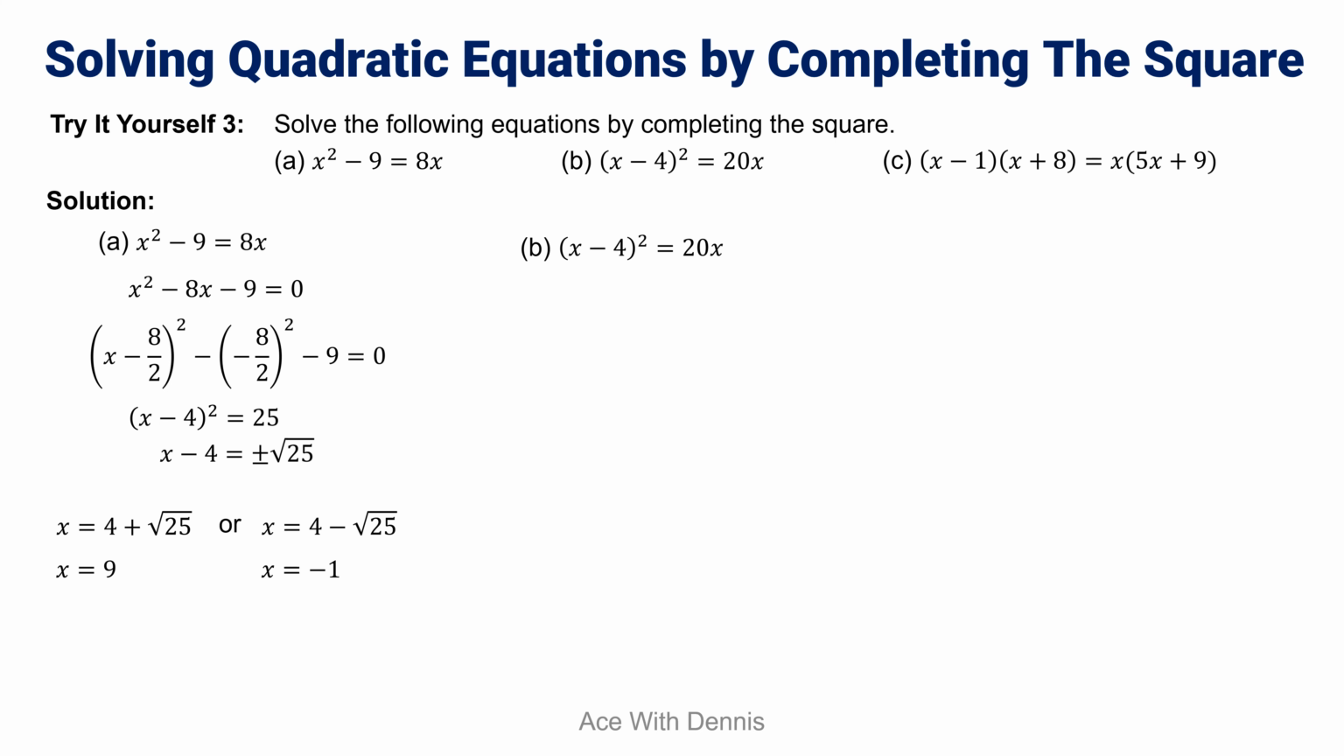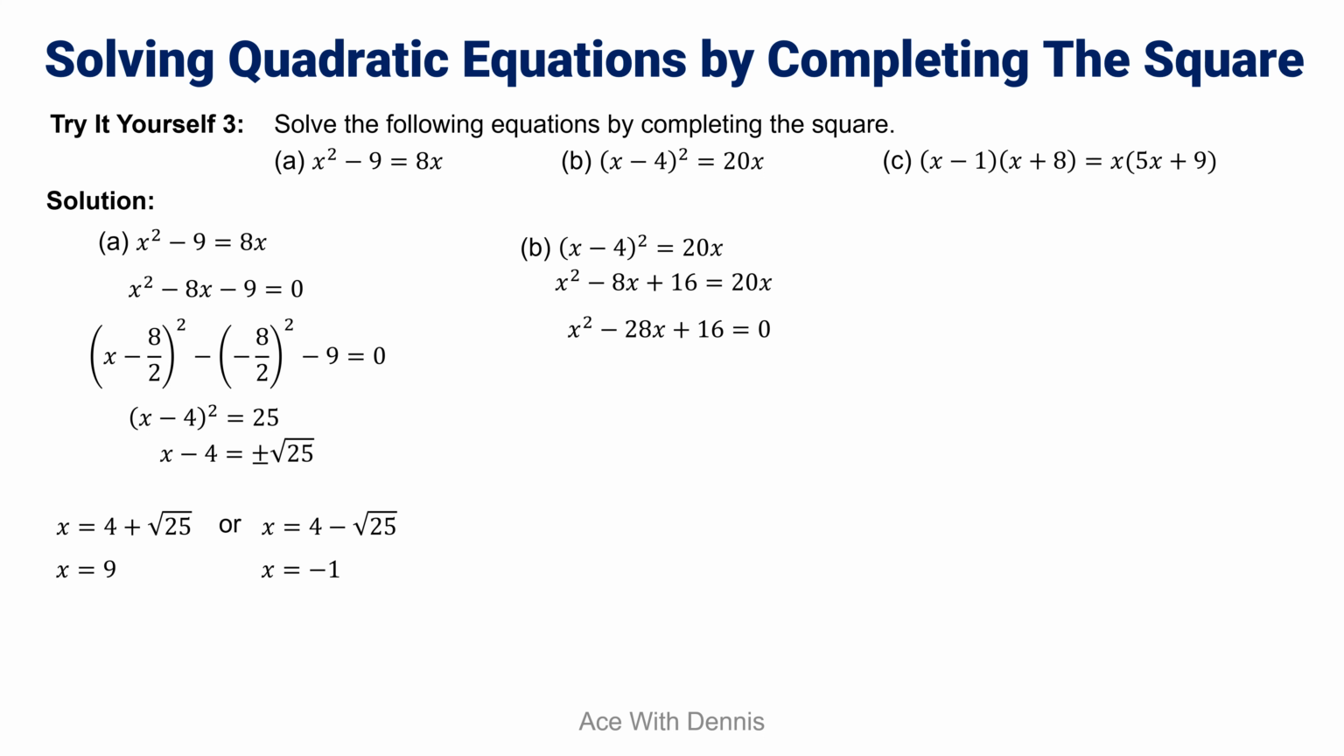For B, (x minus 4) squared equals 20x. So the first thing I will do is expand the bracket by applying the special product rule. So (x minus 4) squared will get x squared minus 8x plus 16 equals 20x. Then I'll move the 20x to the left hand side so that the right hand side equals 0. And the equation becomes x squared minus 28x plus 16 equals 0. Then I check the coefficient of x squared.